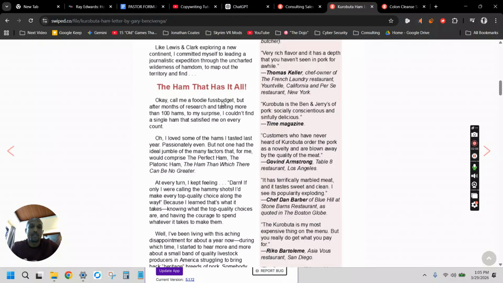And if you want your story to have credibility and believability, you need to show all the pitfalls as well. "At every turn, I kept feeling, darn, if only I were calling the ham shots, I'd make every top quality choice along the way. Because I learned that's what it takes: knowing what the top quality choices are and having the courage to spend whatever it takes to make them."